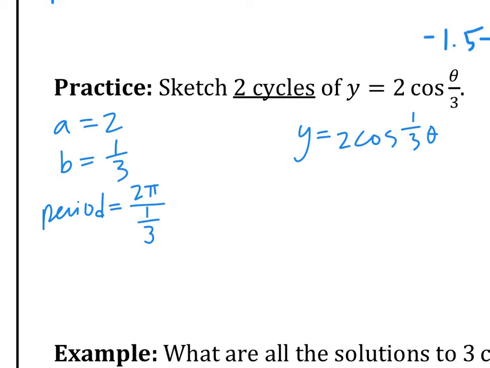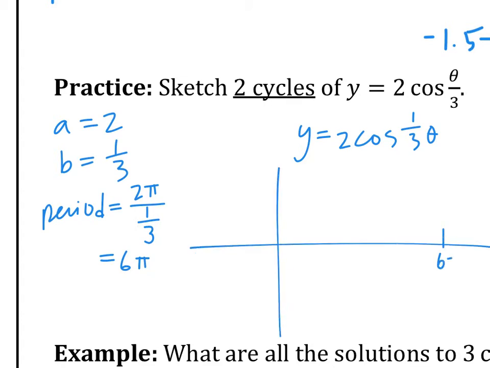Do you guys think you can do this? Don't need me to help you? Okay, so try it. Yeah. Okay, I will help you label it at least. Okay, so this is going to be 6 pi. 6 pi, and I'm just going to help you label the amplitude, and then you're going to do the rest. Okay, once you graph it, let me know.